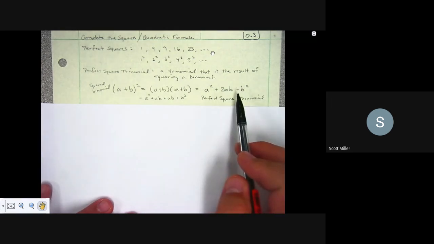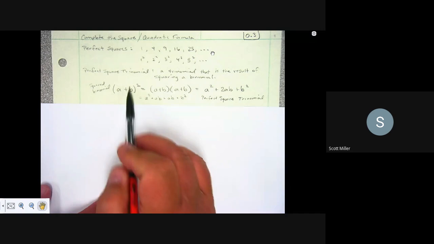And this is the foundation for completing the square. When they say completing the square, they mean completing this perfect square trinomial, to create one of these in a problem. Because if I can get one of these, then I know it comes from a perfect square. And so that's the idea behind it all. So let's take a look.